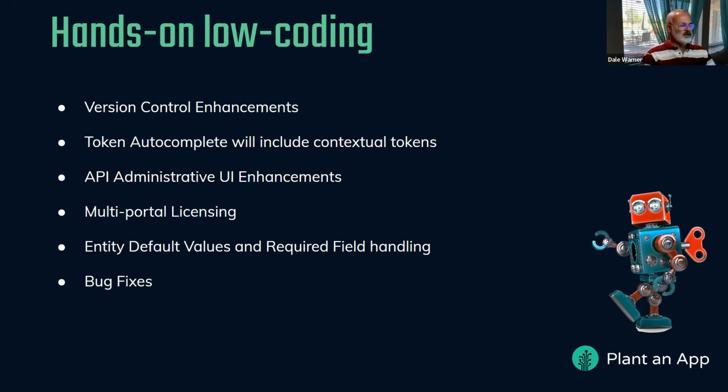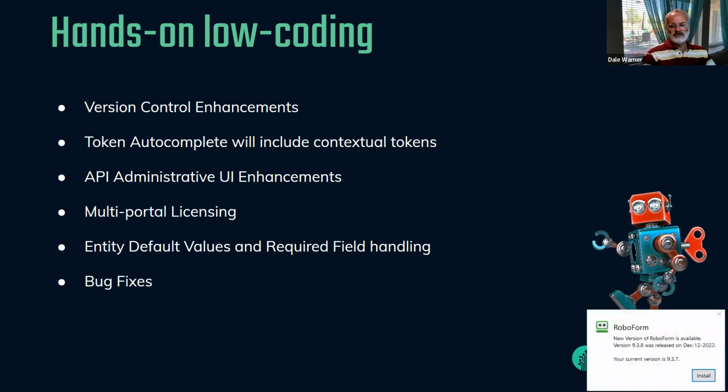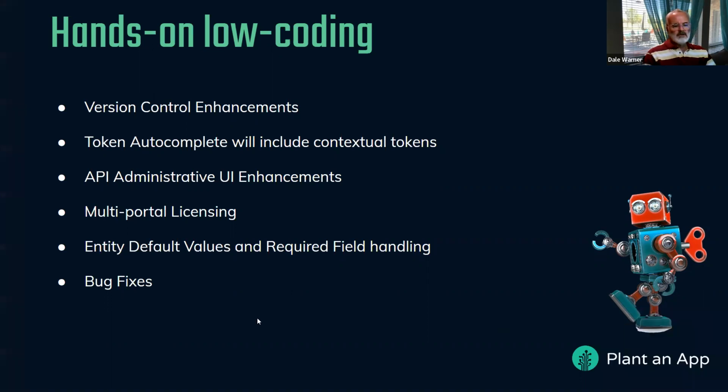There are some of you, even I know on this call, that are interested in being able to do multi-portal licensing. We'll dive into it, but if you have the right license, it gives you the ability to do multiple portals and use some of the features of Plant an App in those portals. And then an enhancement where we do a better job at handling default values and allowing you to change fields from not required to required when you're dealing with entities. So we'll be dealing with all that, plus talking about some other bug fixes that were rolled into version 1.24.